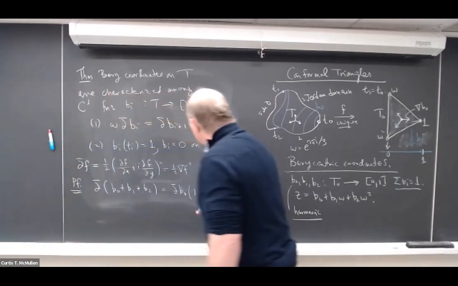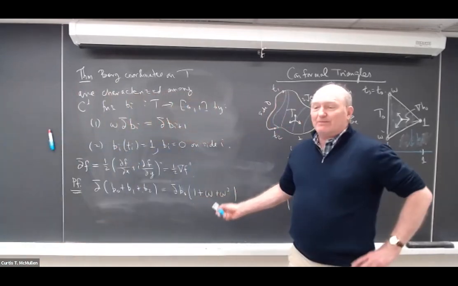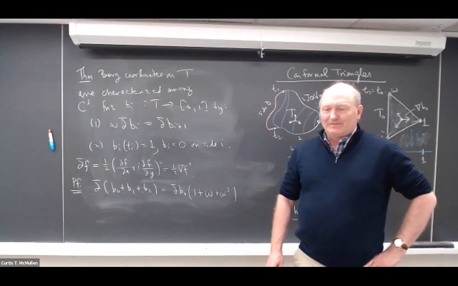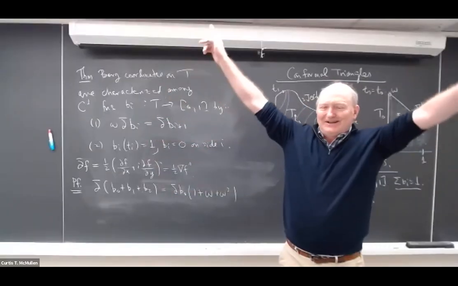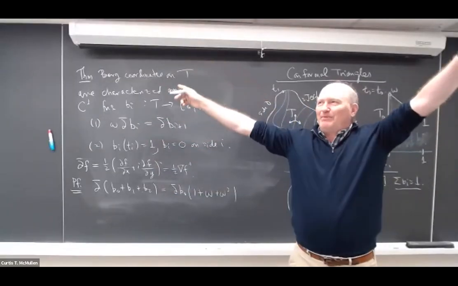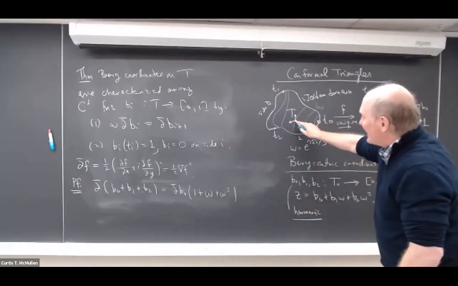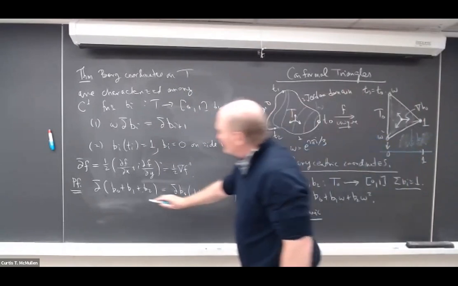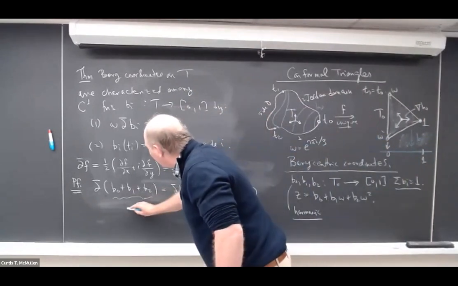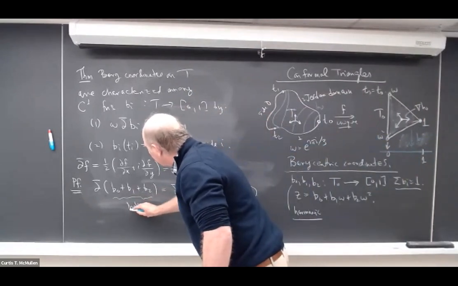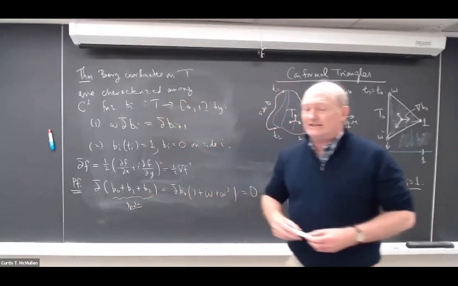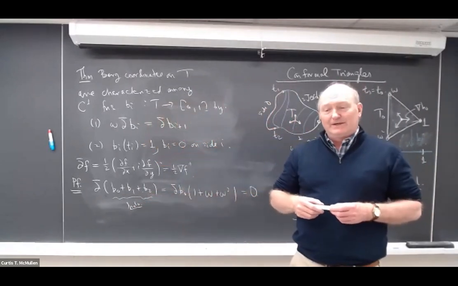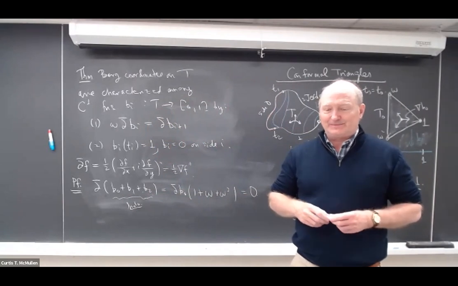Okay, now what is 1 plus omega plus omega squared? It's 0, right? These are these 3 vectors pointing in these 3 different directions. They add up to 0. So this is 0. That means this function is holomorphic. Now I claim that this function is in fact constant. Why is it constant?